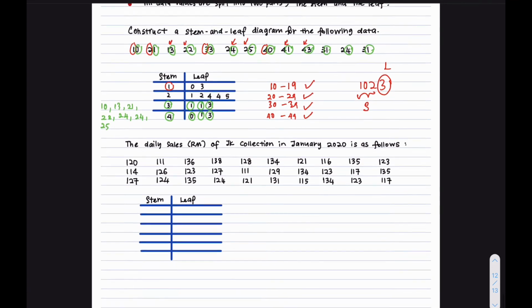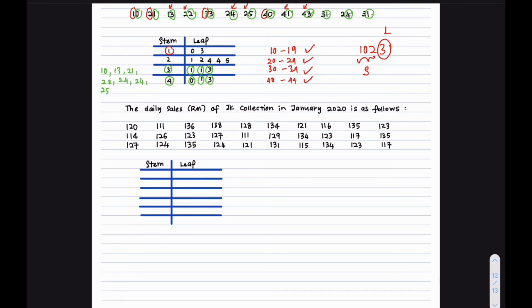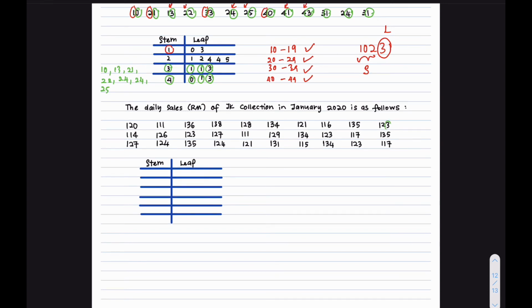Okay, let's try this one. The daily sales in RM of JK collection in January 2020 is as follows. So this one is the sales, which is in 100. You need to remember that we already take the last digit as the leaf. So ni semua leaf. Bila awak pilih yang belakang ni sebagai leaf, dekat depan ni kita ada nombor 10. So nombor 10 ni kita akan jadikan sebagai stem.